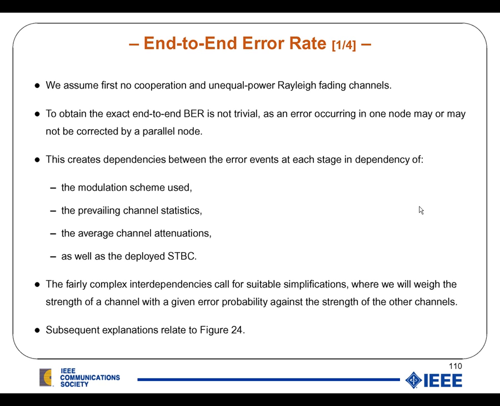Now, finding the end-to-end error rate for such a topology is very tricky because it depends on a lot of factors, such as the modulation scheme, the channel statistics, the average channel attenuations, the type of deployed space-time block code, the way the nodes cooperate, etc. And you get a lot of interdependencies between the stages, which makes the analysis very tricky. Now, let me explain how we proceed.